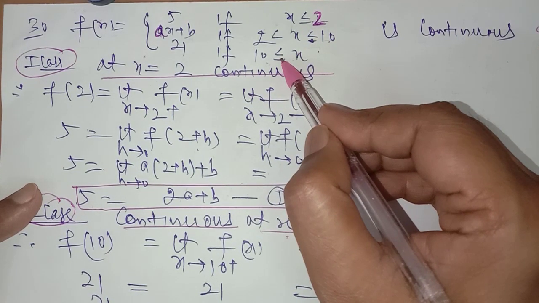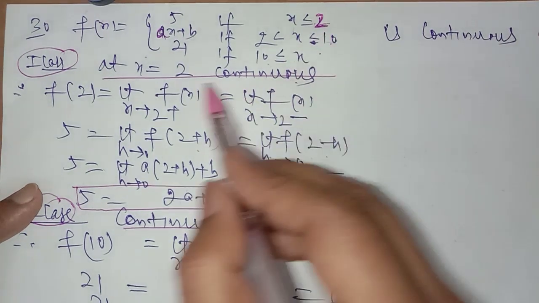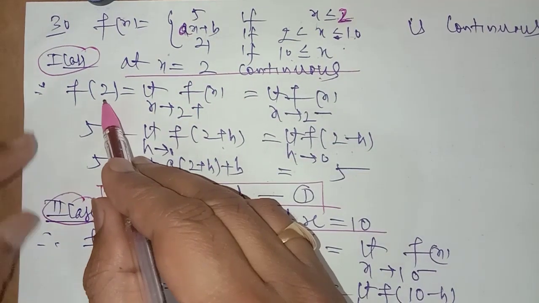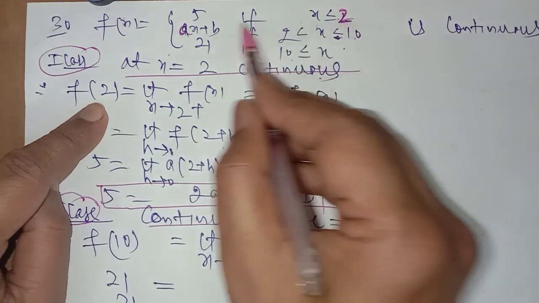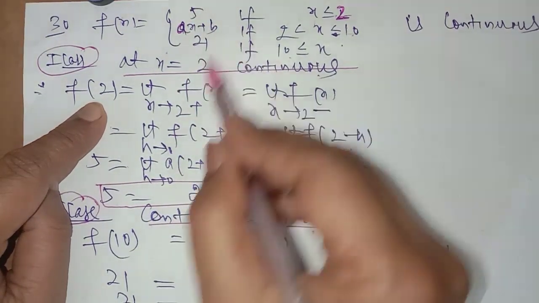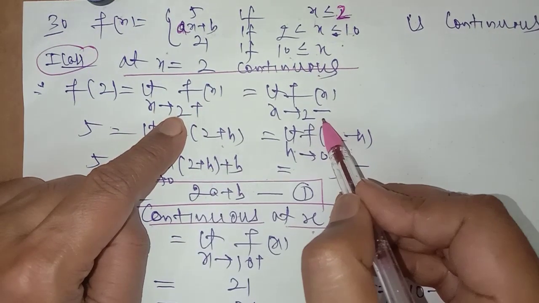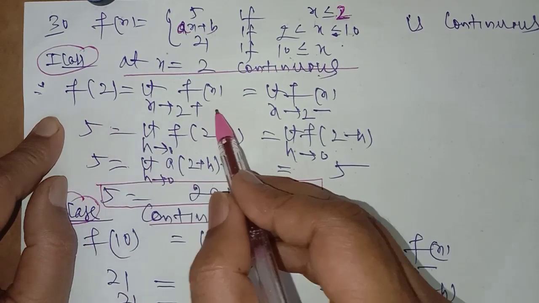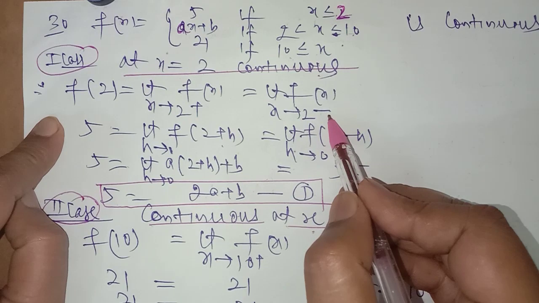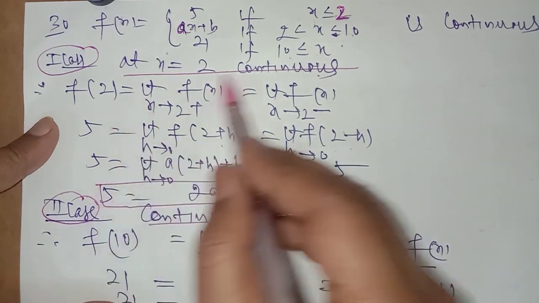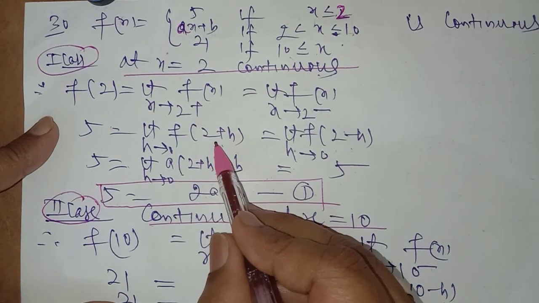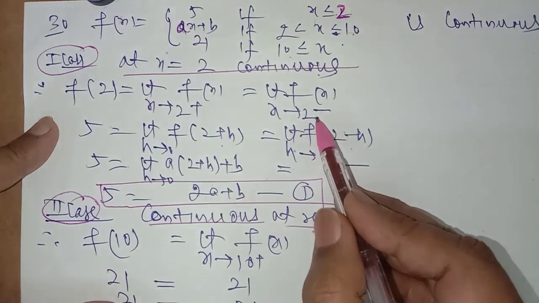Because it is continuous at all points in the domain, we take that at x equal to 2 it is continuous. The first case we take at x equal to 2, the function is continuous. So first of all, we will find f(2). f(2), the right hand limit at 2 (2 positive), the left hand limit at 2 (2 negative). Because it is continuous at 2, we can put the value of the function at 2, the right hand limit at 2, and the left hand limit at 2 as usual. So f(2) is equal to 5, and for the right hand limit at 2 we write 2 plus h. For the left hand limit we write 2 minus h.